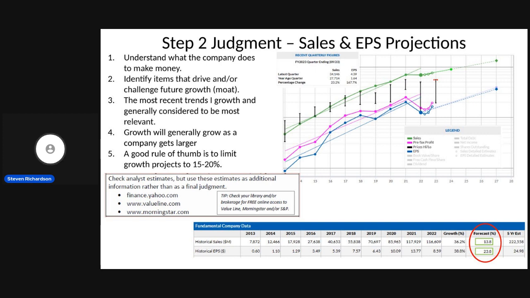And growth generally will grow as the company gets larger. You're going to have exponential rapid growth as a small company. And then when you move into becoming a medium company after 1 billion in sales, it'll start to normalize, hopefully still going up and increasing. And then once you get to a large company, 10 billion, once that company becomes a large company, then these sales will start to not flatten, but be not as sharp. A good rule of thumb is to limit growth projections to 15 to 20%. And so I put a little snip here of where you can find these projections.